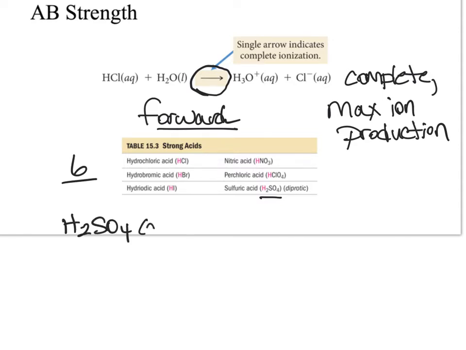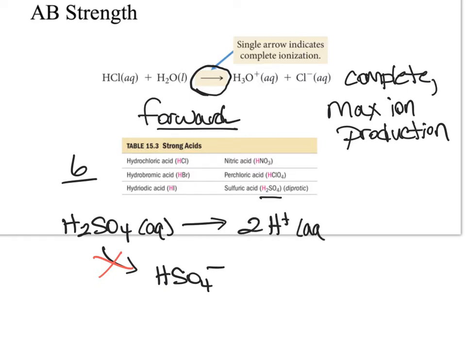When you're looking at this diprotic acid, because it is a strong acid, we don't expect to see any intermediates. Okay, for example, the formation of HSO4 negative. That is not going to happen. It is going to completely ionize and produce 2 hydronium and 1 sulfate ion, because it is such a strong acid.